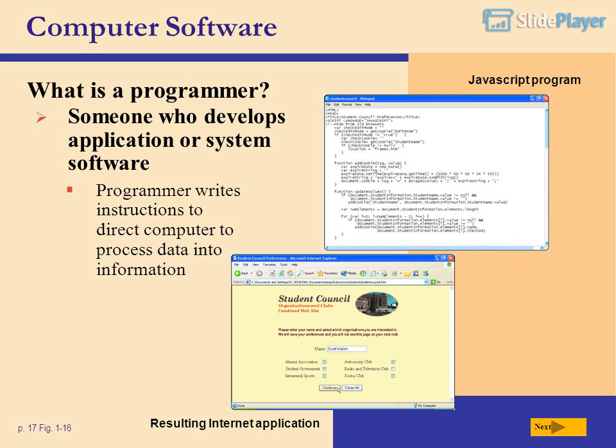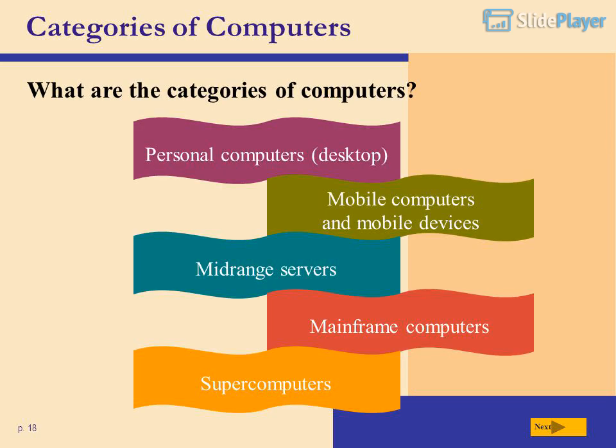Next, categories of computers. What are the categories of computers? Personal computers, desktop, mobile computers and mobile devices, mid-range servers, mainframe computers, supercomputers.